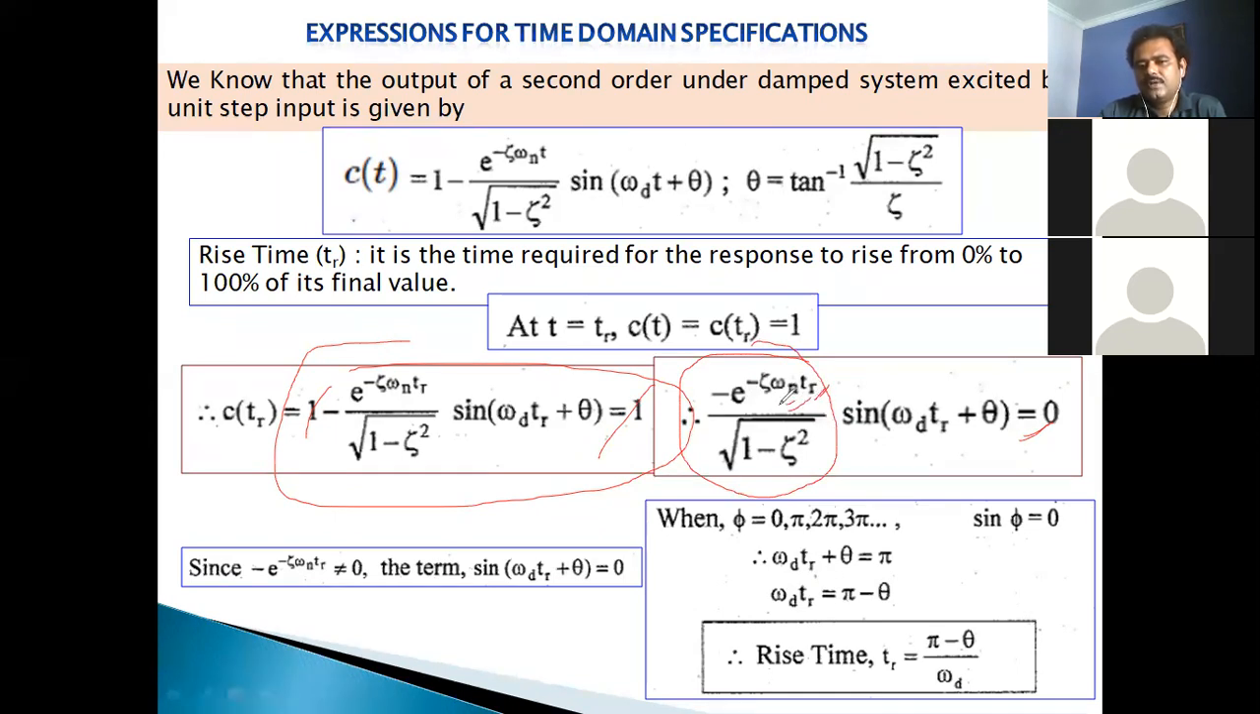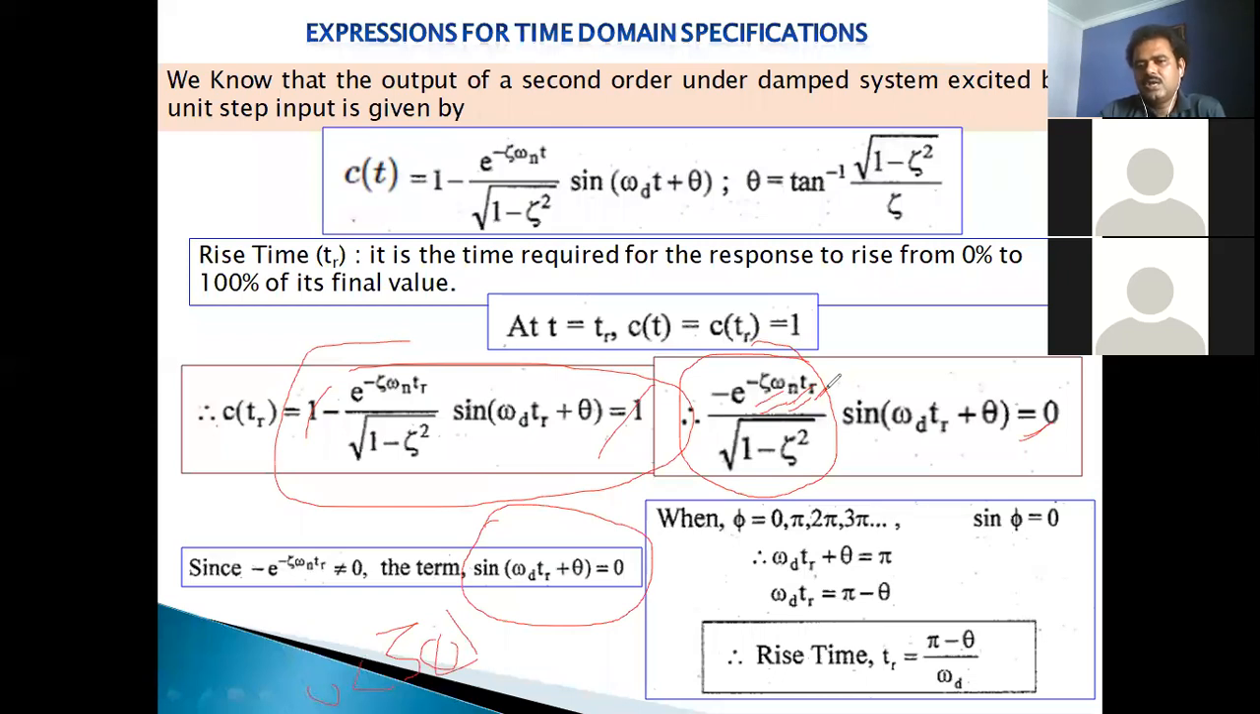Undamped natural frequency omega n, damping factor zeta: these terms cannot be 0. Only the term that can be 0 is sine of omega d t r plus theta equal to 0. Whereas for an underdamped system, zeta cannot be 0, because zeta lies in between 0 to 1. So zeta cannot be 0, TR cannot be 0.